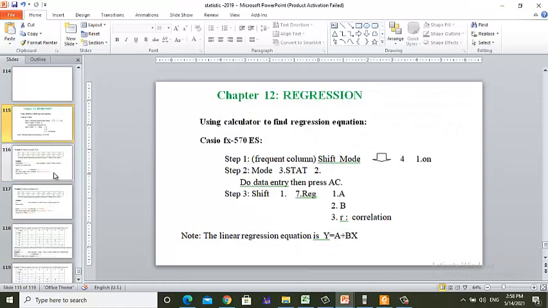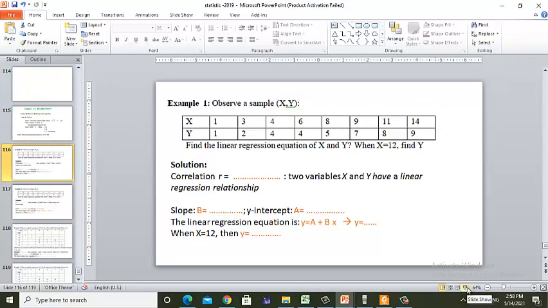So here in our example, we have example 1. Observe a sample x and y. For example, x is 1, then y is 1. For example, x is $1 million of income and y is $1 million of expenses. And the second person had income 3 million and the expense of this person is 2. So we have the data for x and y, and they ask you to find the linear regression equation for x and y. And when x equal to 12, how can you find y?